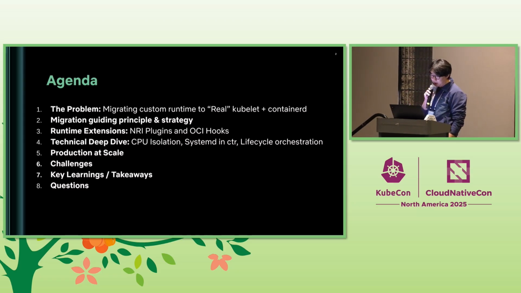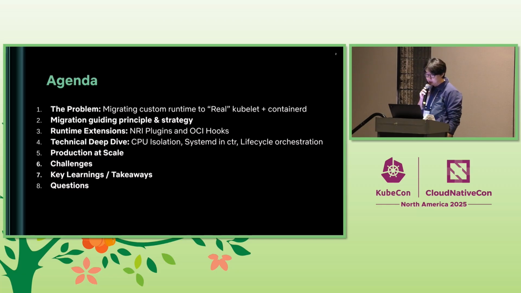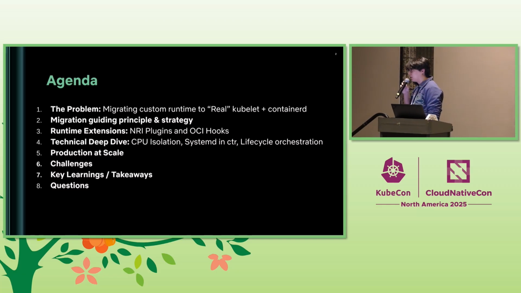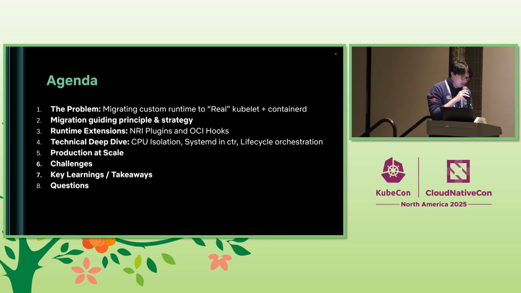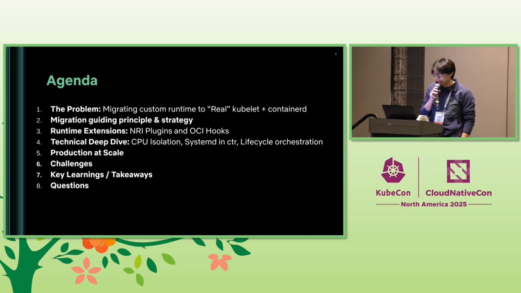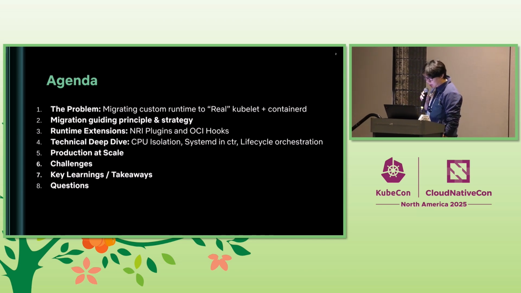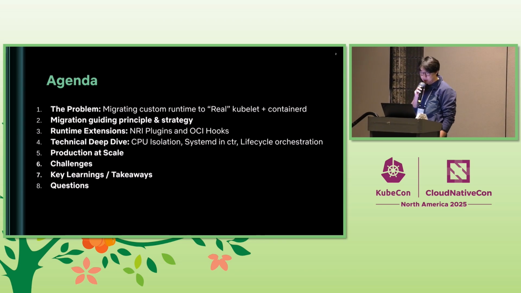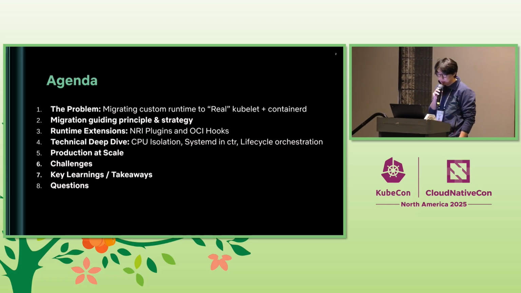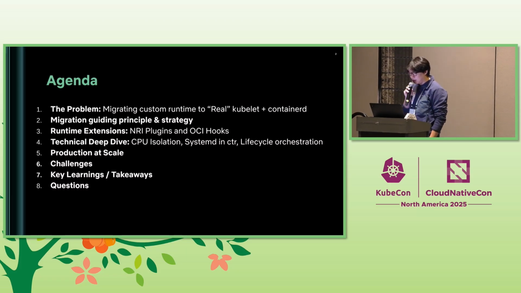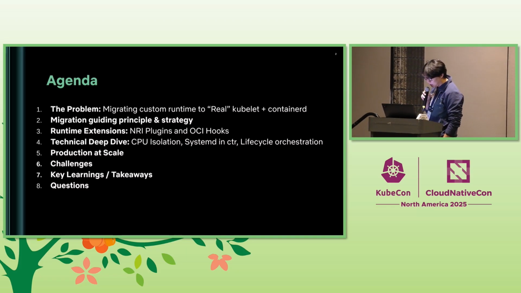Next, I'll go into detail on the runtime extensions we leveraged, chiefly the NRI plugins and OCI hooks. Then I'll give some concrete use case examples, things such as CPU isolation, trying to run systemd in a container, and trying to control the workload lifecycle. Then I'll share some of our experience running these runtime extensions at scale in production and some of the challenges we faced. And lastly, I hope to share some key learnings and takeaways from our modernization projects. And hopefully by the end of the talk, I'll have some time for questions.